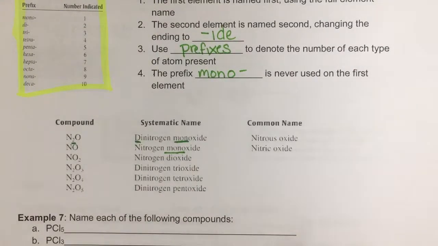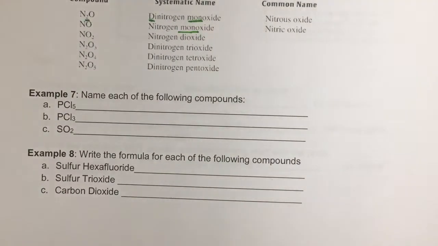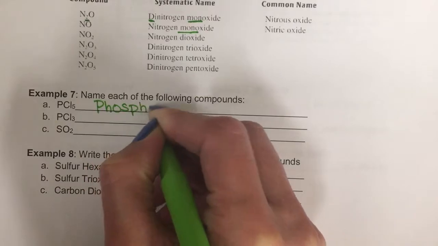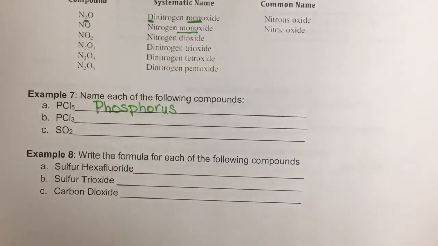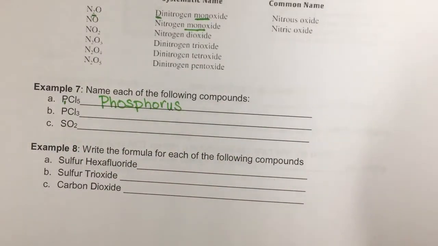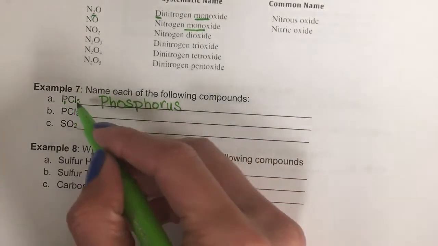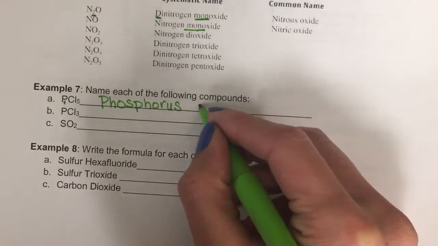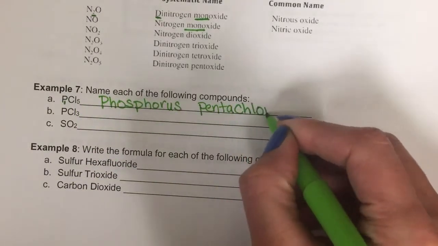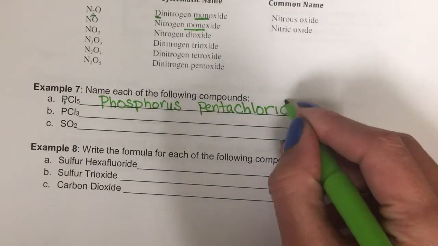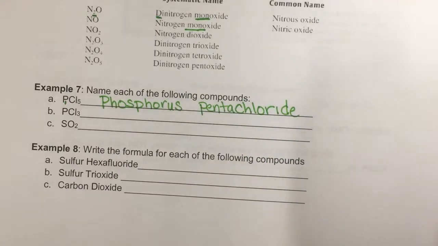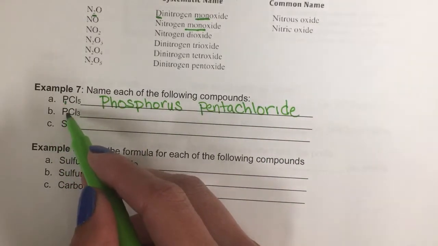So here's the way it works. Got some examples. P is phosphorus. I name the element exactly the way it appears. I only have 1 of them. Remember, I don't use the prefix mono on the first one. I've got 5 chlorines, so 5 is penta. Chlorine, I change the ending to IDE, so it's phosphorus pentachloride.